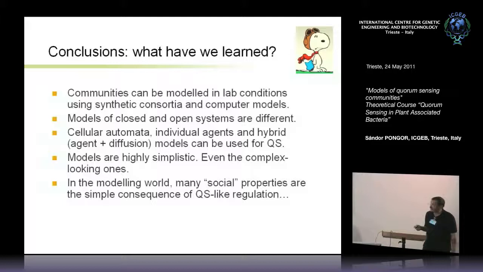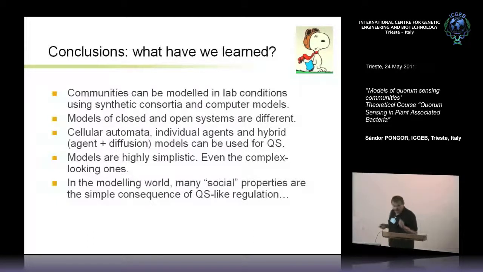Now we spoke about the cellular automata, which was used for QS, and this hybrid model, which was also used for QS. We should keep in mind that all the models are very highly simplistic. Okay, and even those which look very complex have brutal simplifications somewhere behind the scene, and it's better to know and admit them.